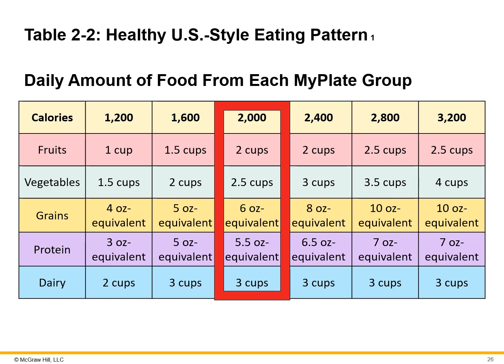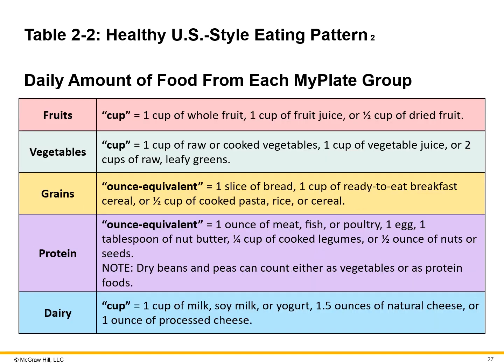But for a 2,000 calorie diet, we should have per day 2 cups of fruits. We should have 2.5 cups of vegetables, about 6 ounces of a grain, 5.5 ounces of protein, and about 3 cups of dairy each day. So what does that really kind of equate to? So a cup of fruit, of course a cup of whole fruit cut up, or a cup of fruit juice, or half a cup if it's dried fruit would be about the same.